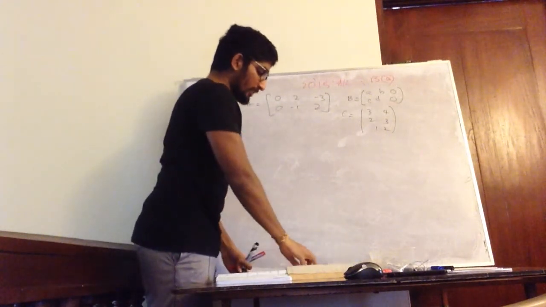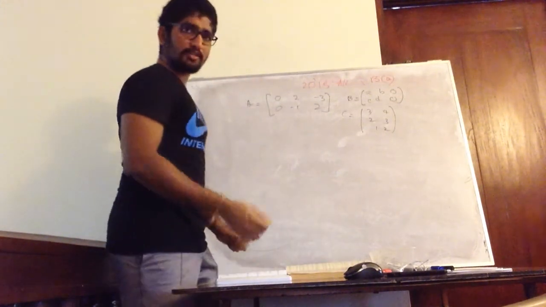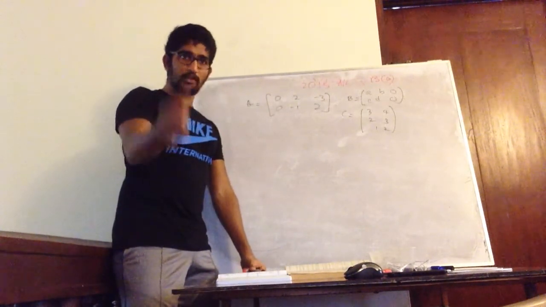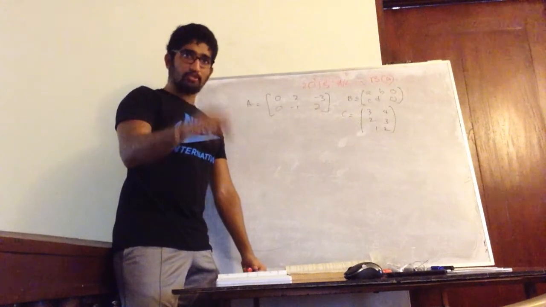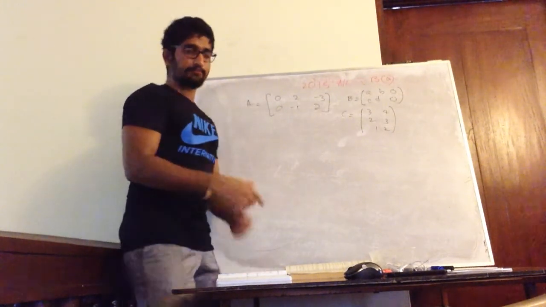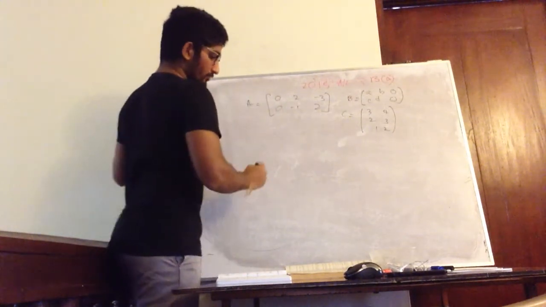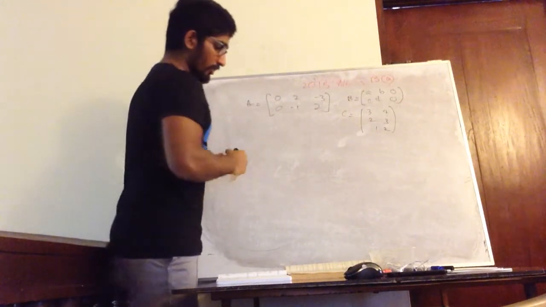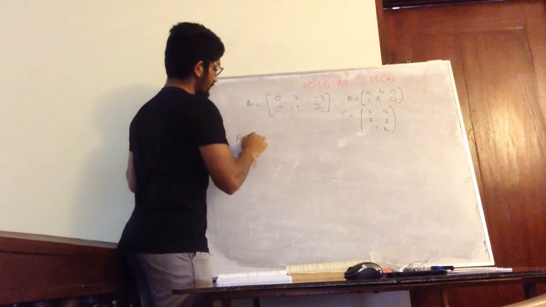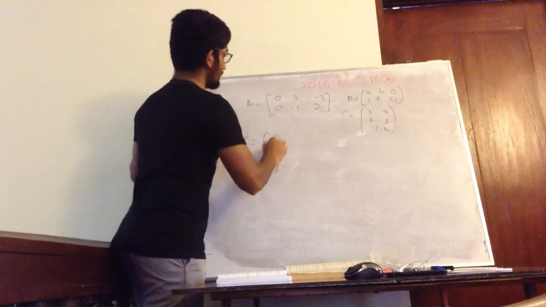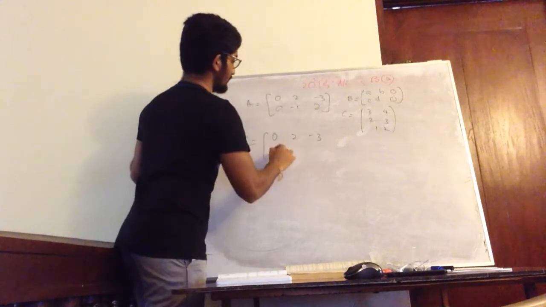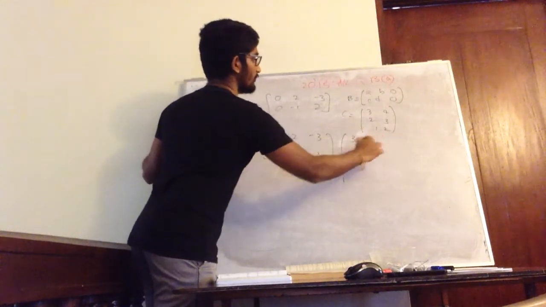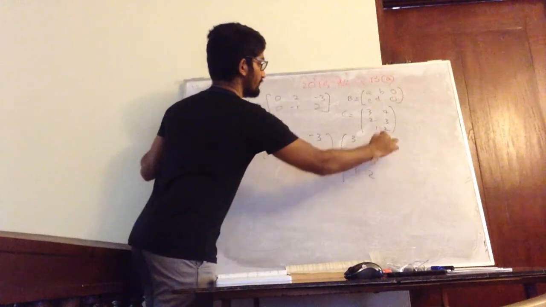First question says AC equals I2. So what is I2? It's going to be a 2 by 2 identity matrix. Correct? Right. Now AC will be what? A is 0, 2, minus 3, 0, minus 1, 2. C is going to be 3, 4, 2, 3, 1, 2.